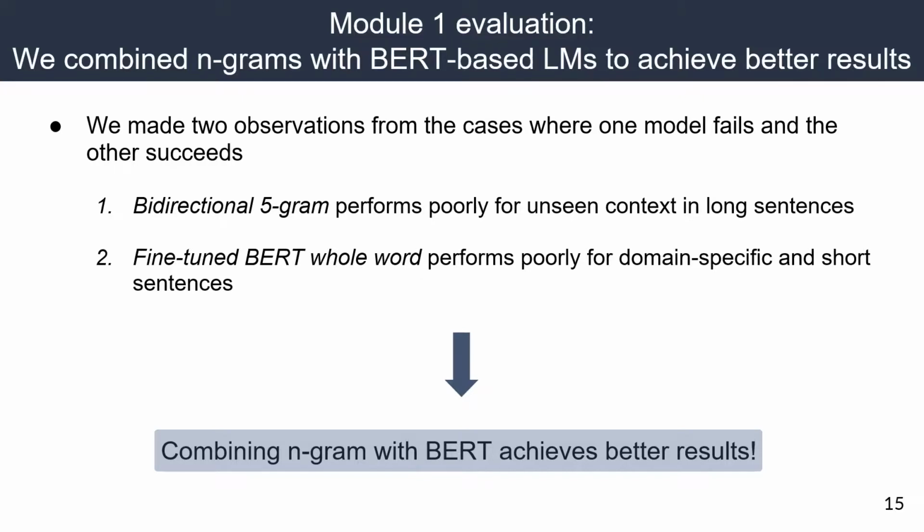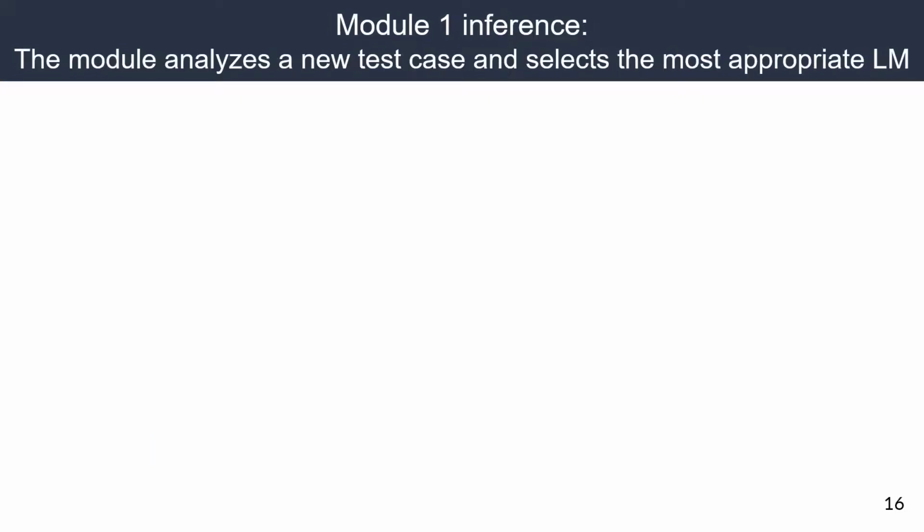We look at a few characteristics of the sentence to decide if we should use one or another, the n-gram or the BERT. Based on these characteristics, such as the length of the sentence and whether there are any unseen context words, we decide which one we're going to use.